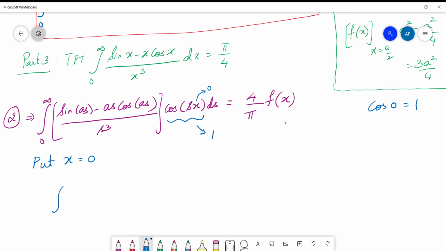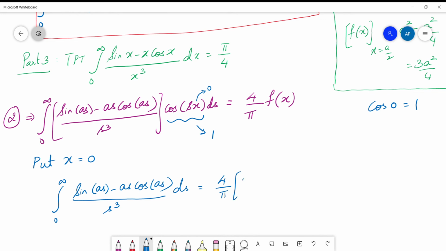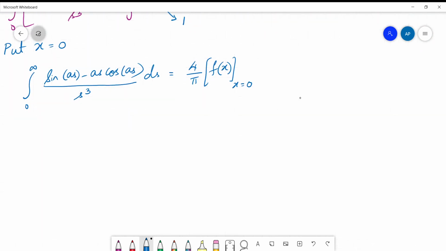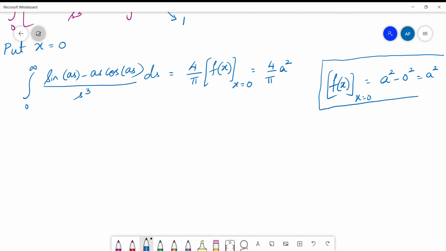Now see what happens. It's integral 0 to infinity sin of as minus as cos of as divided by s cube. Cos 0 is 1 into ds is equal to 4 by pi into f of x at x is equal to 0. Correct? Now what is f of x again? Like how we found f of x at x equal to a by 2, let us find f of x at x is equal to 0. So what will it be? Simple. It is a square minus 0 square, which is a square. So this is nothing but 4 by pi into a square. Do you agree? Because I have simply put x is equal to 0 in the given function.